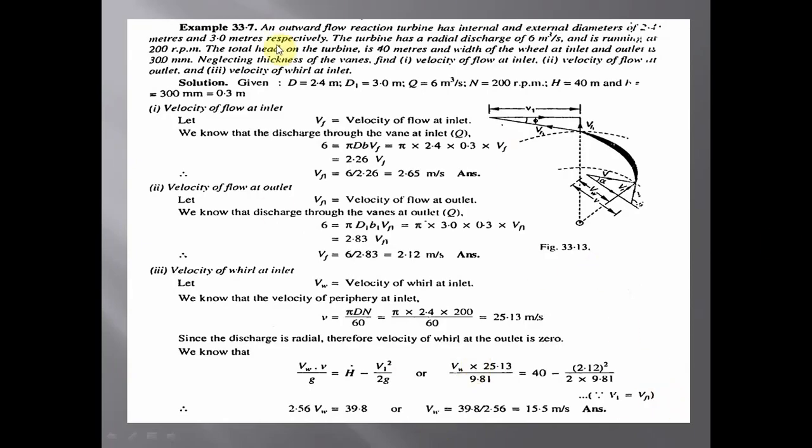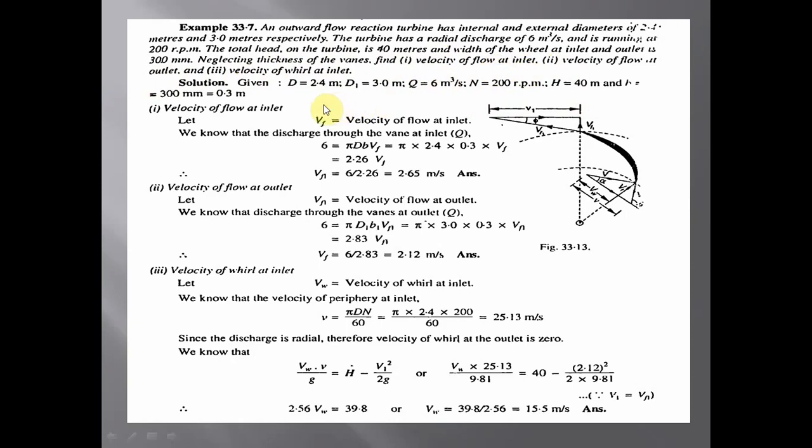Then the next problem. An outward flow reaction turbine has an internal and external diameter of 2.4 meters and 3 meters respectively. The turbine has a radial discharge of 6 meters per second and is running at 200 rpm. The total head on the turbine is 40 meters and width of the wheel at inlet and outlet is 300 mm. Neglect thickness of the vane. Find the velocity of flow at inlet, velocity of flow at outlet, and velocity of the wheel at inlet.